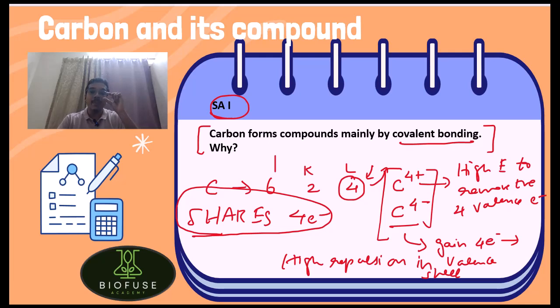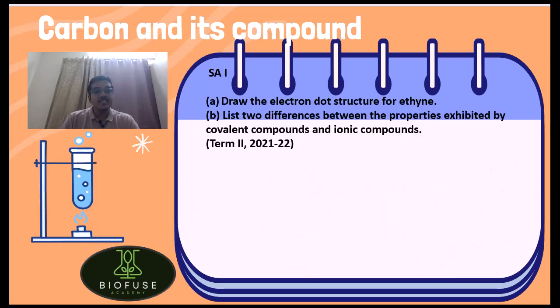Okay, so this is the main reason you have to explain guys. Why it cannot form C4 plus, why it cannot form C4 minus, then why it is sharing 4 electrons. If we cover these 3 keywords, this will be the perfect answer. Okay guys, now let us go for the next interesting question.